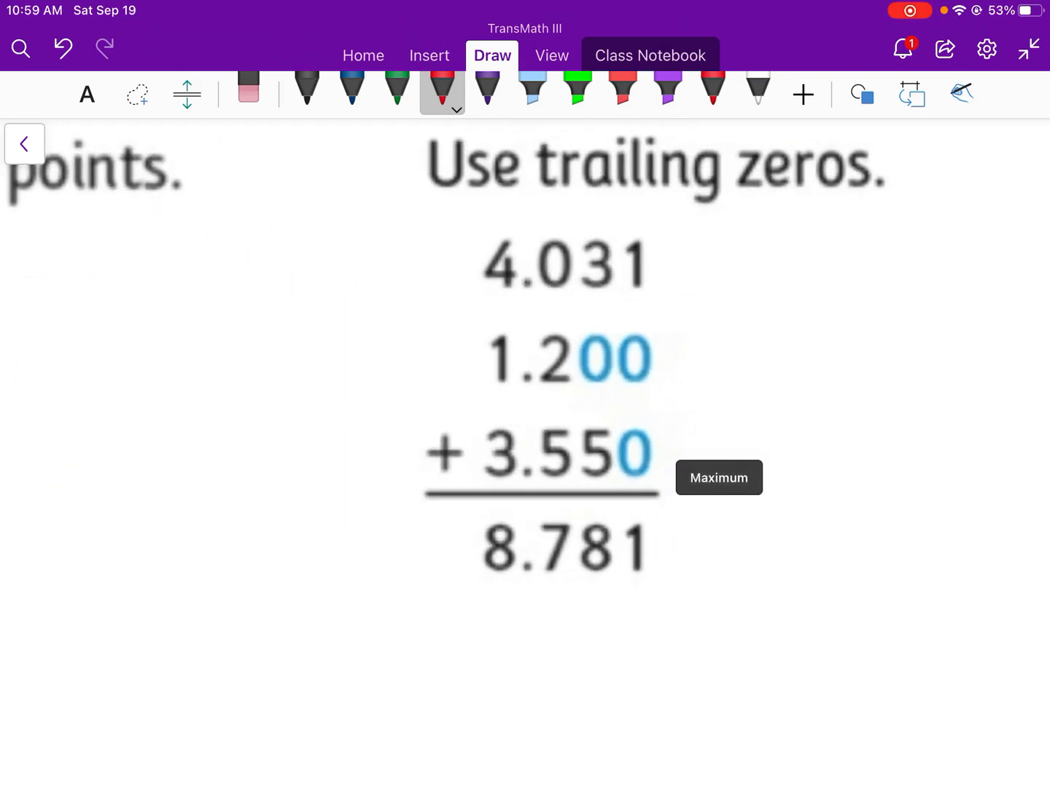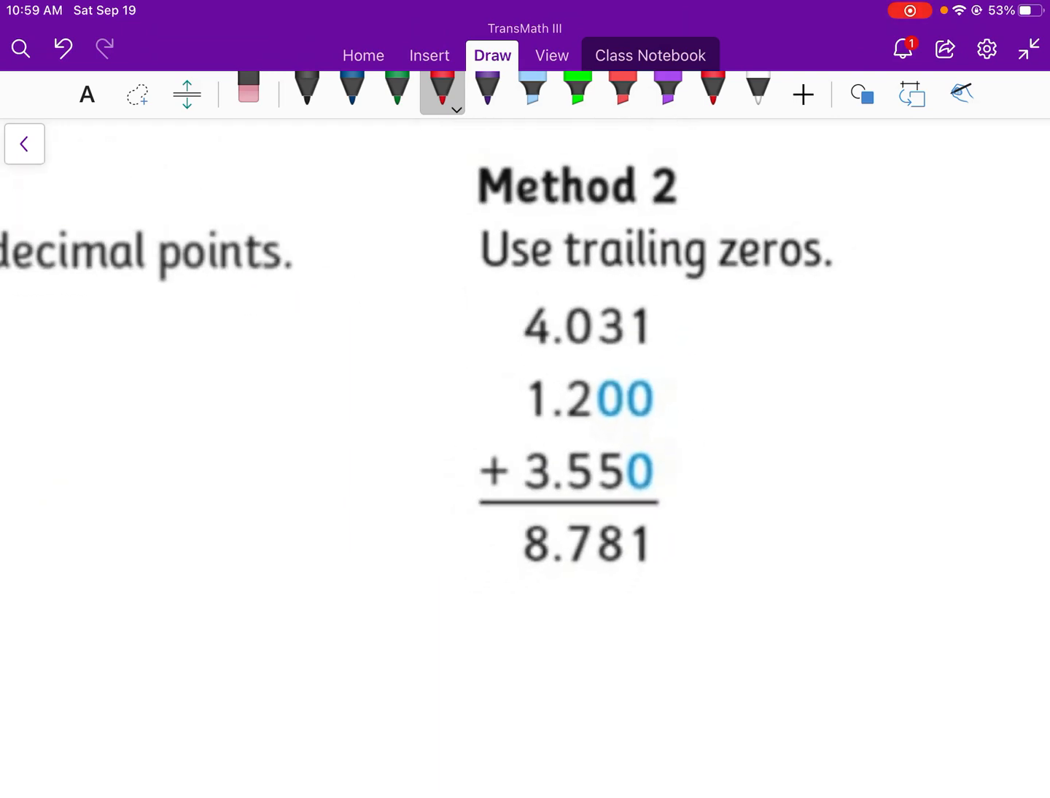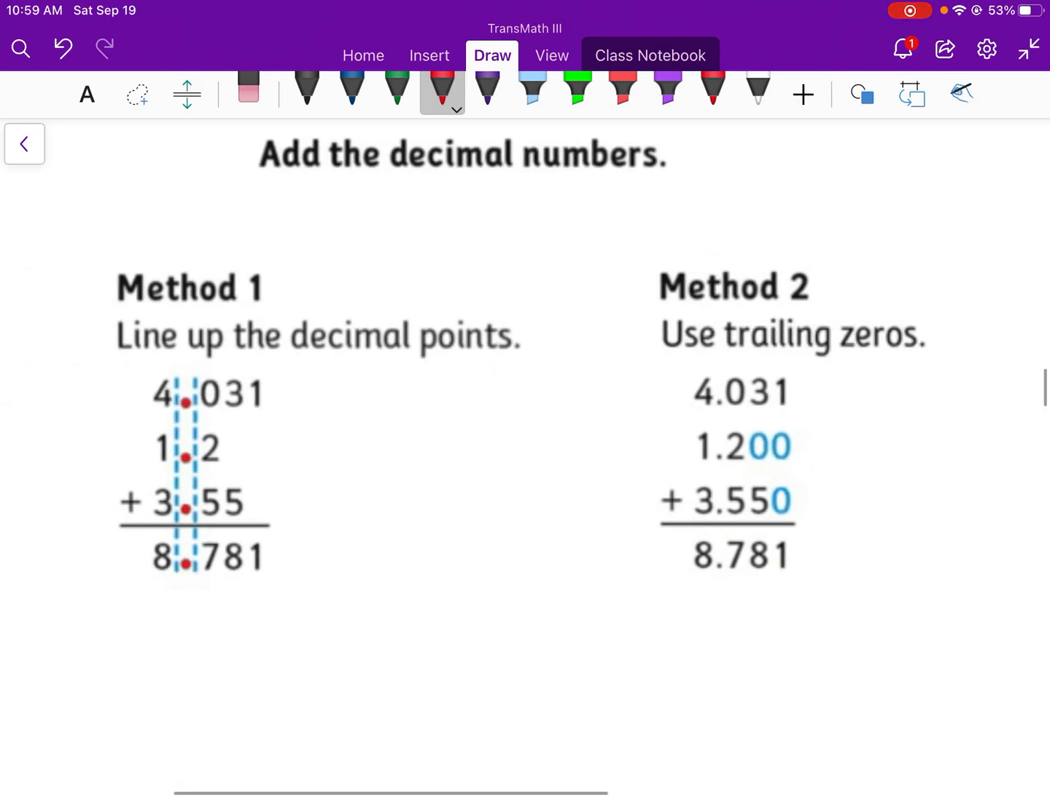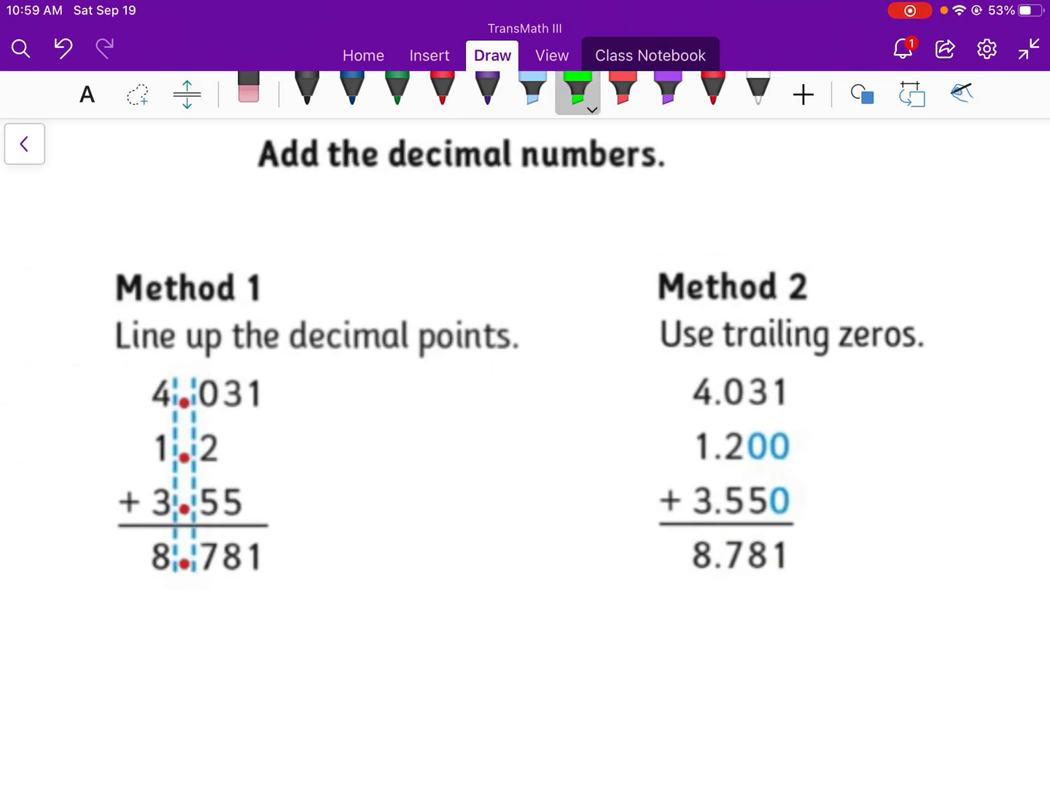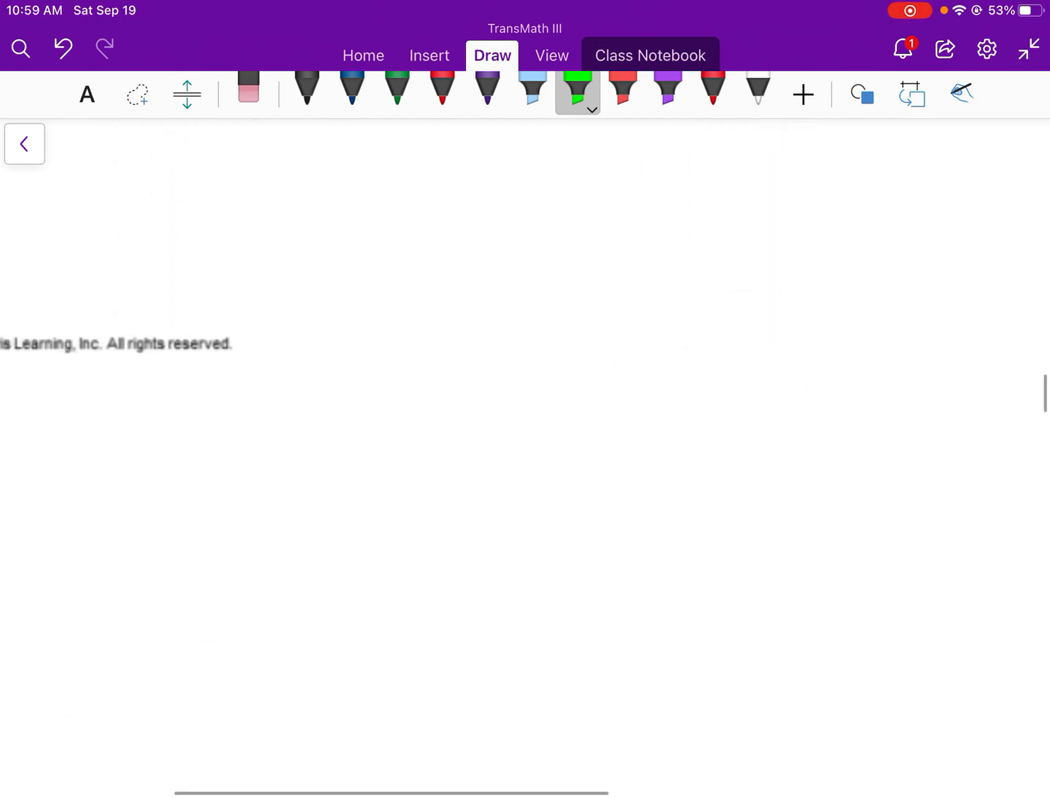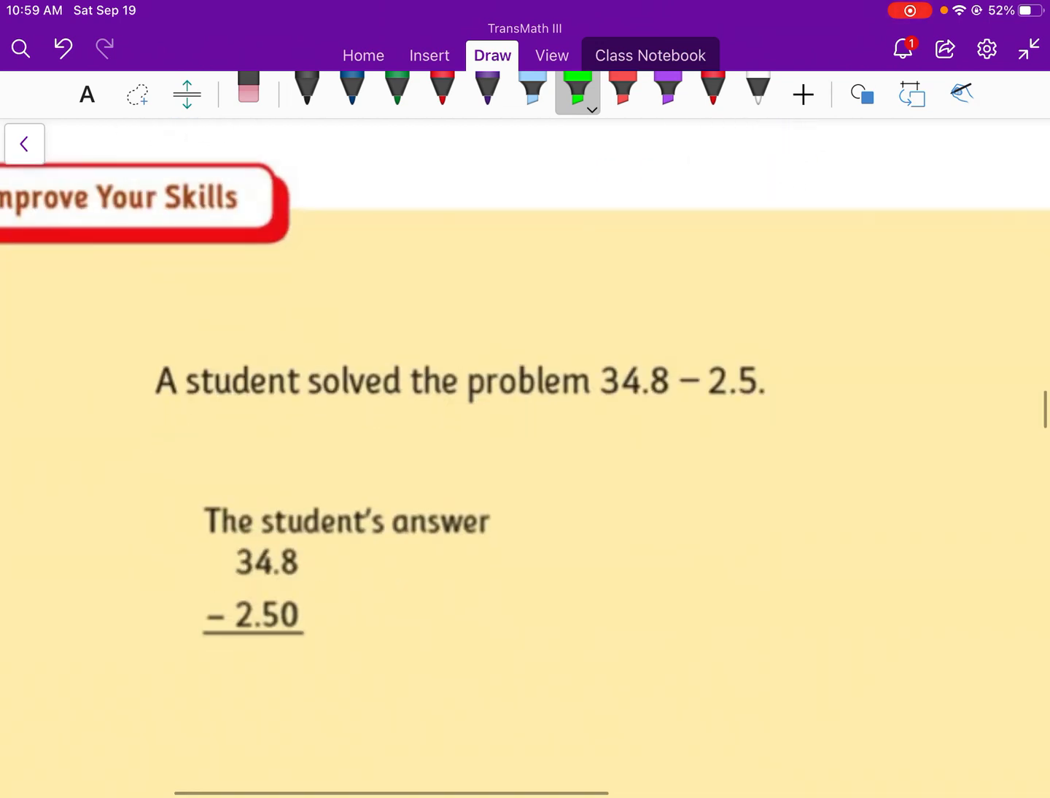And then again, just adding like you would normally. 1 plus 0 plus 0, 1. 3 plus 0 plus 5, 8. 0, 2, 5, 7. There's our decimal, 4 plus 1 plus 3. We get that 8. So I would recommend using this method too. Put in those trailing zeros so we can line up our place values.